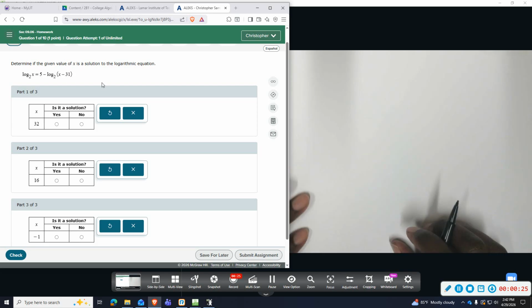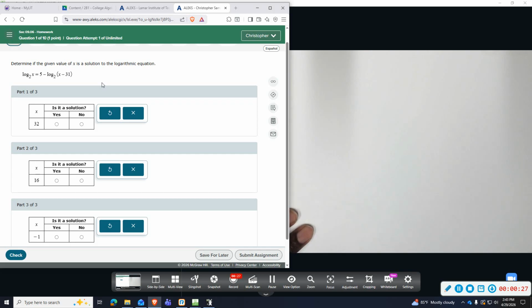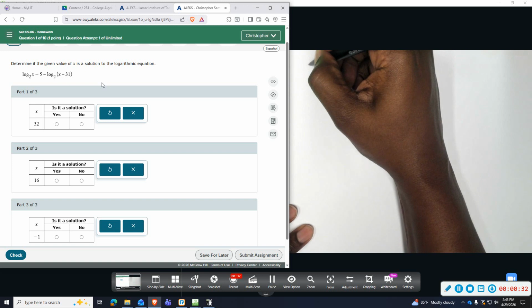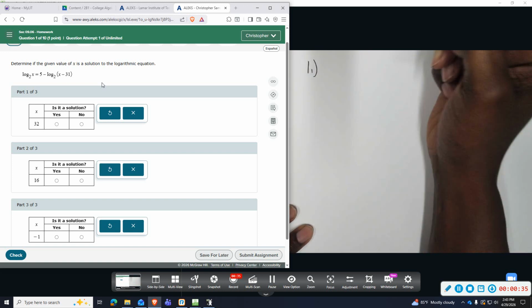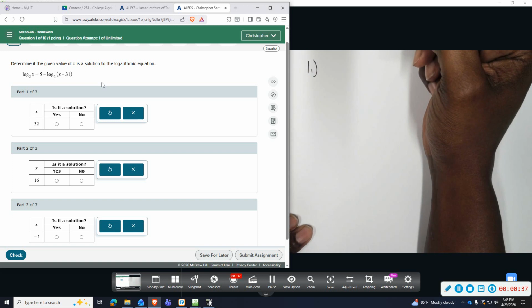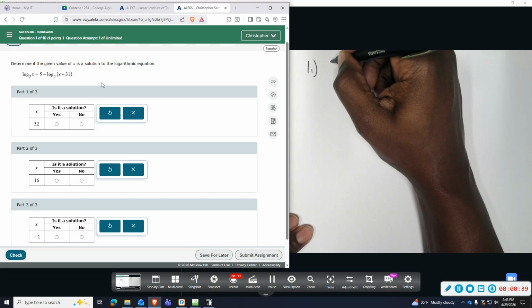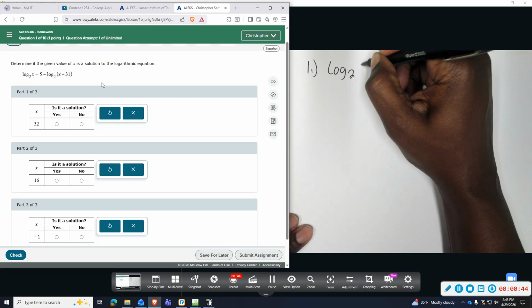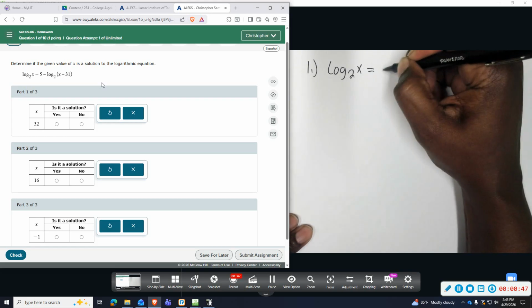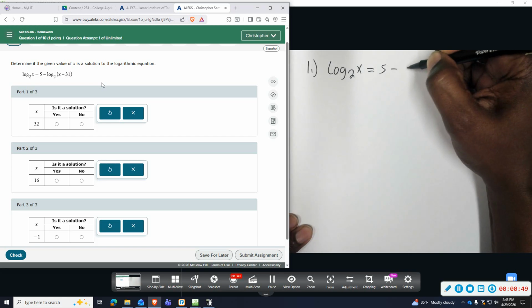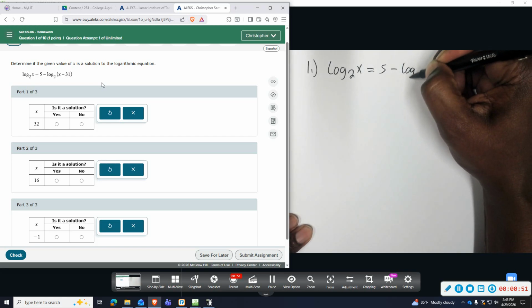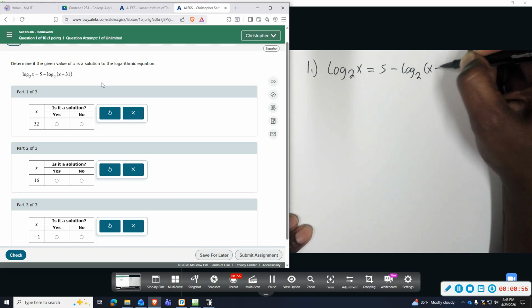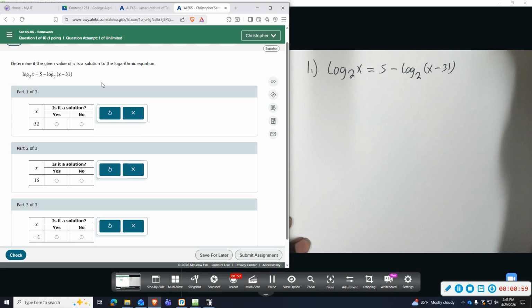However, what I'm going to do is just simply solve the equation, find the answer, and then we can identify which one is correct from there. So to solve this, we're going to be employing several of the log properties and techniques that we've seen before. So we have log base 2 of x equals 5 minus log base 2 of x minus 31.